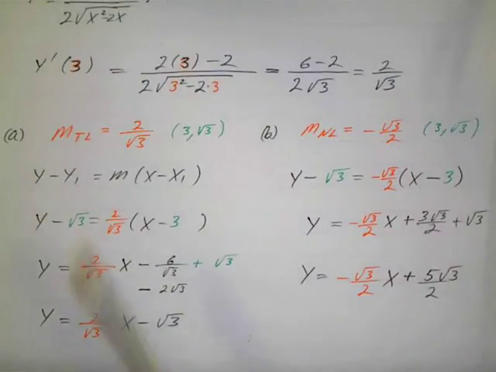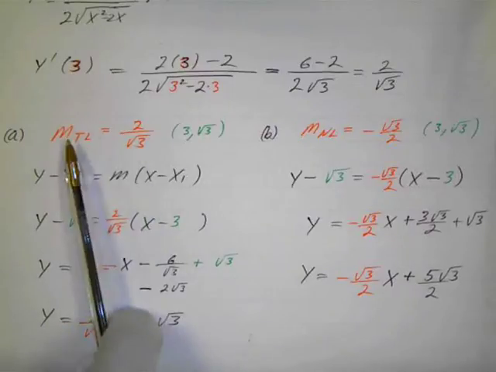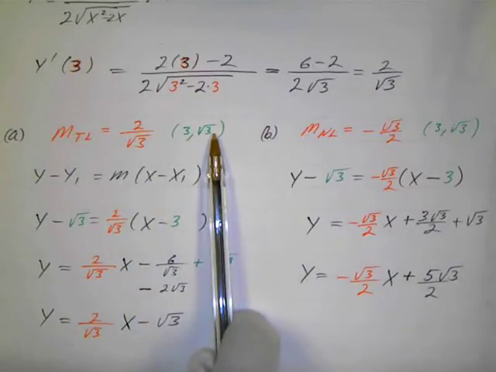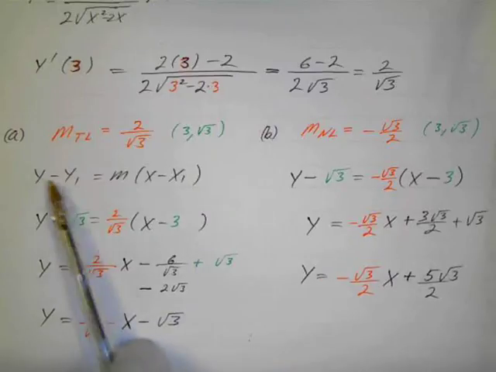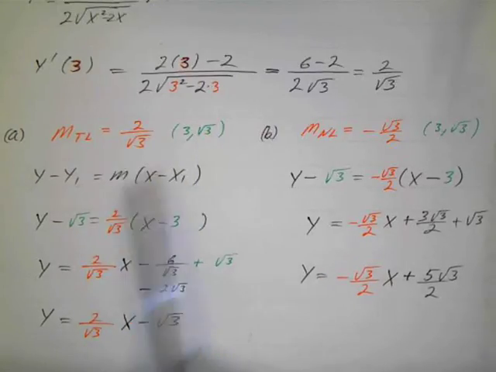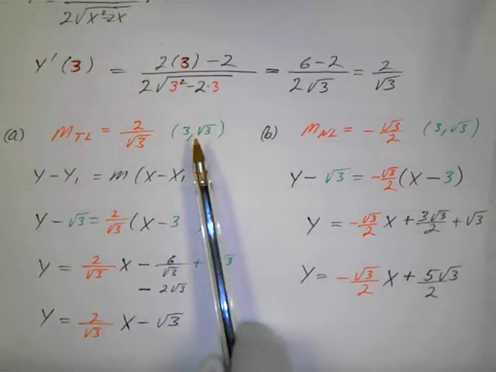And we've done these before. This is the tangent line. The slope of the tangent line, MTL, is 2 over the square root of 3, evaluated at this point, 3 comma square root of 3. So y minus y1 equals m times x minus x1.